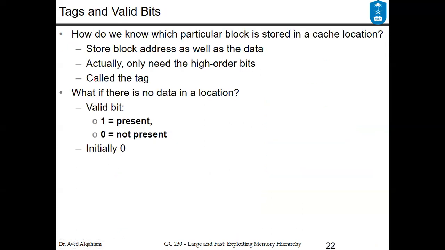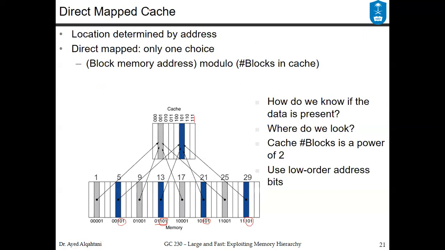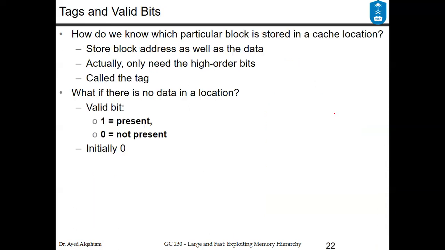Now, to answer the second question, we have tags and valid bits. So basically, to answer how do we know if the data is present or not in the cache, we use tags and valid bits to make sure that the data is actually inside the cache. So how do we know which particular block is stored in a cache location? We store the block address as well as the data. So that's what we are storing. We store the address and the data.